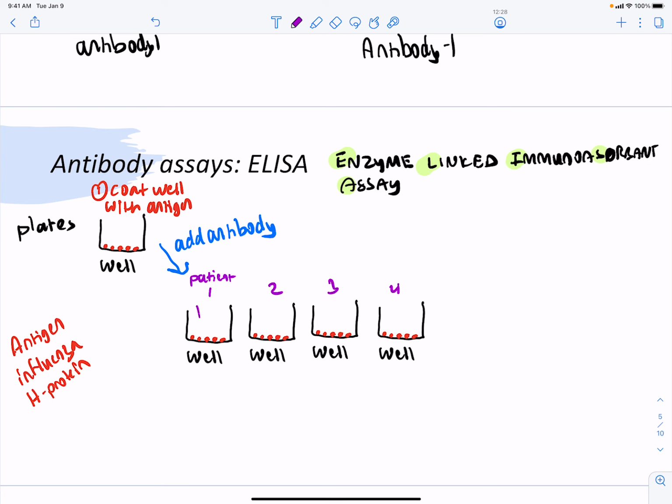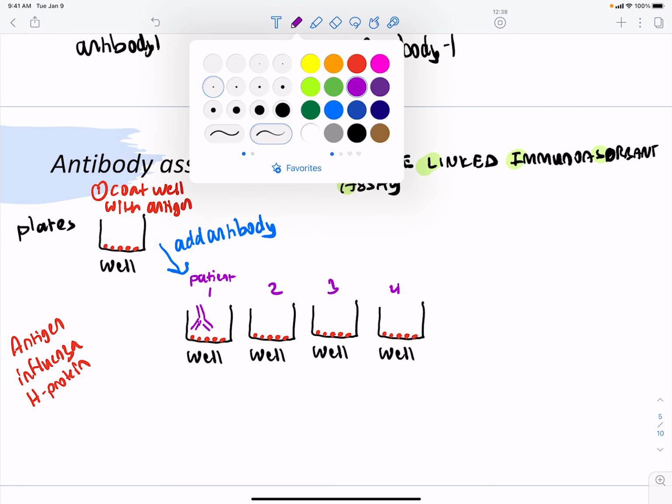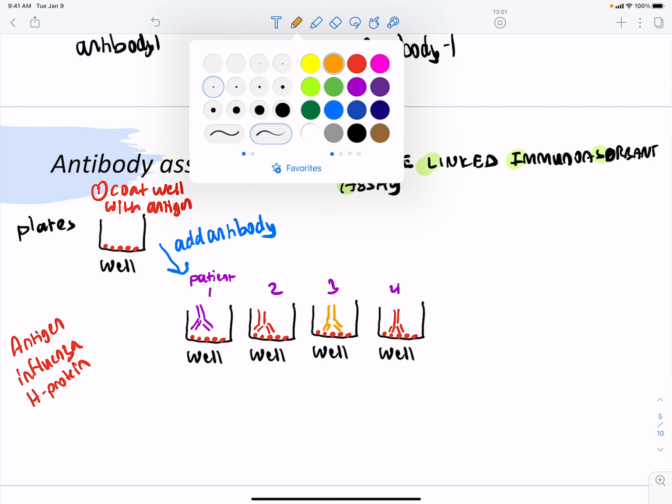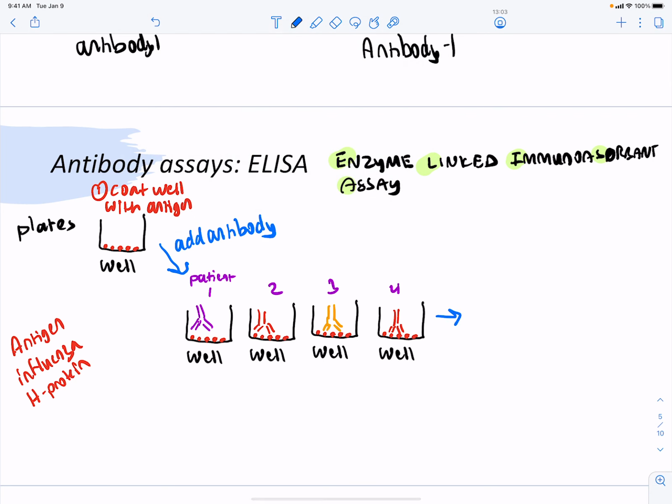And so this time, your trunks are going to be faced up, and then you're going to have your Ys out, and they're going to see if they bind specifically to your red antigen. We have our person 2 that has those red antibodies. Patient 4 will also have those red antibodies. And patient 3 and patient 1 do not. And so basically the antibodies will bind, and then you're going to have a step where you wash the plate.